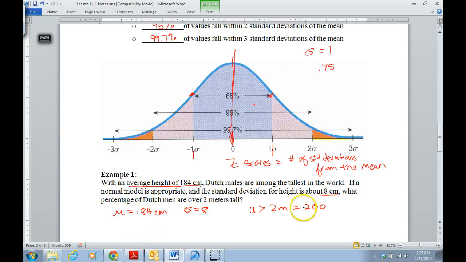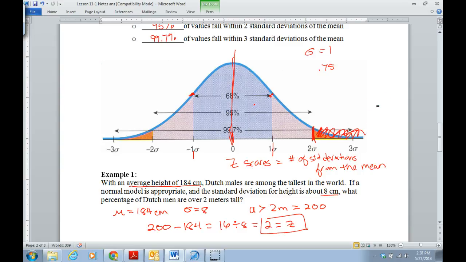Okay, so how far is this 200 from our mean? Yep, it's 16 from our mean, and as Anton said, we're going to take that 16 and divide it by 8 because we want to find out how many standard deviations it is from the mean. That's our z-score. So our z-score in this case is 2. Okay, so if we look at our map here, at 2, it says, what percentage of men are greater than that? We need to figure out how many men are in this shaded region.